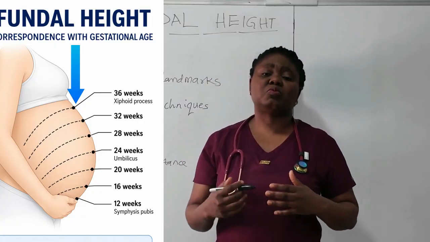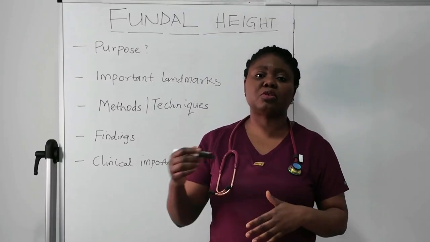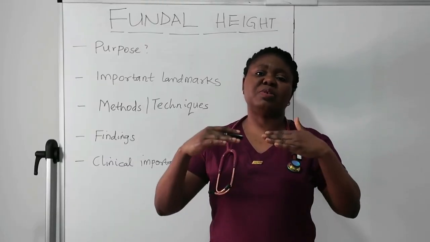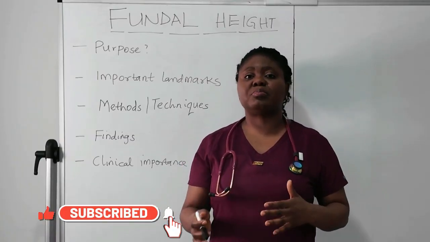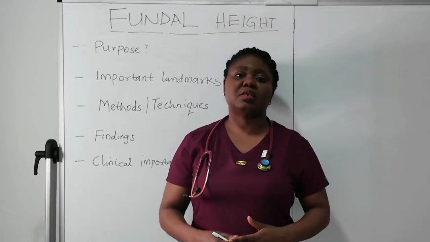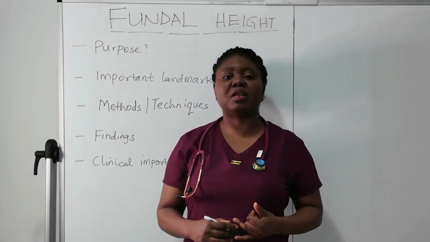Now, after 36 weeks, lightening may occur because the baby will take the position to adjust for the birthing process. So with that lightening, there will be a decrease in fundal height. At that point, fundal height measurement may not be that accurate because of the lightening. Now, after delivery, the fundal height will be at the umbilicus. On the day of delivery, the fundal height should be around the umbilicus. It should be firm, it should be midline.